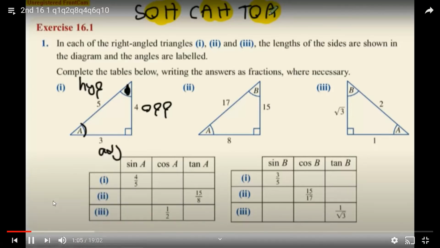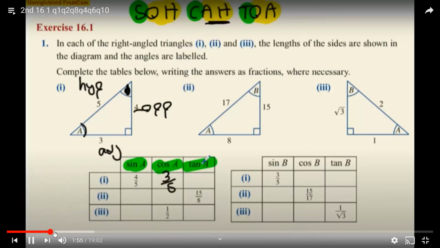Now, what we're going to do next, guys, is start trying to answer some of these questions on exercise 16.1. We're trying to figure out what sine A, cos A, and tan A are in each of the three questions for angle A. You see sine A down here, with 4 over 5. Sine A is already done for us.